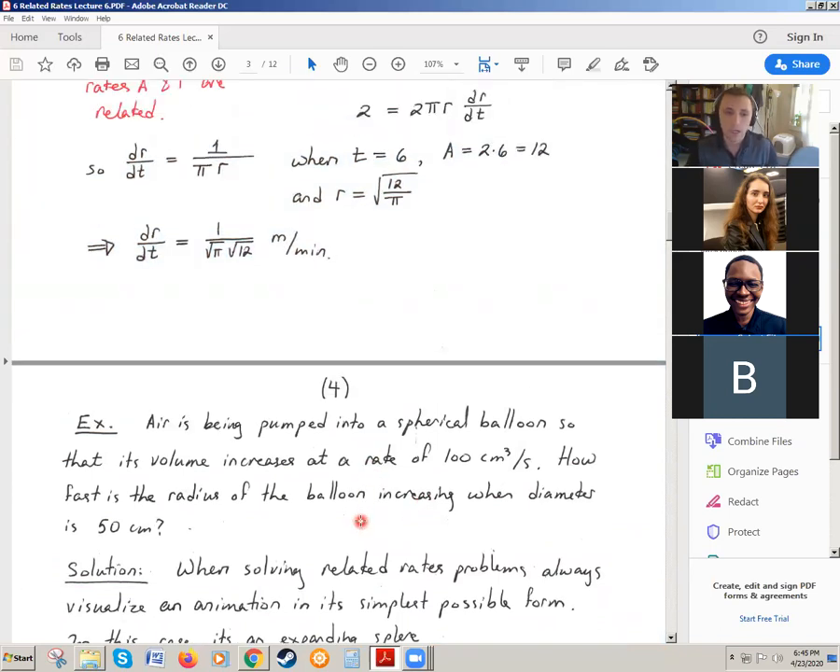another question. Air is being pumped into a spherical balloon so that its volume is increasing at a rate of 100 centimeters cubed per second. How fast is the radius of the balloon increasing when the diameter is 50 centimeters? So before you solve this question, tell me what it is that you imagine, the bare bones. You should imagine a YouTube video. What do you see in this YouTube video?